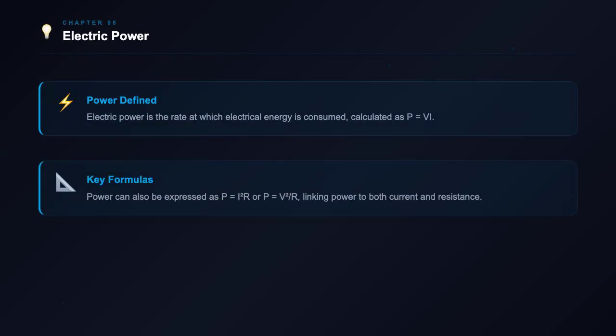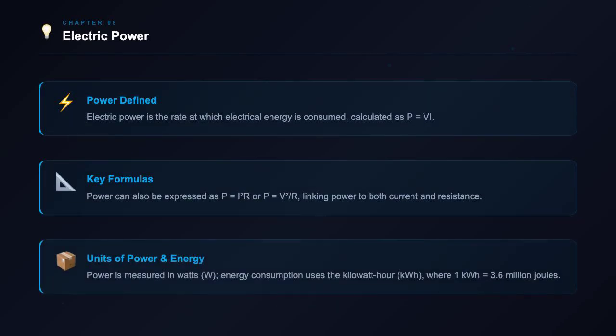Electric power is the rate at which electrical energy is consumed or delivered. It represents the rate of doing work or consumption of energy. The formula for electric power is P equals VI. Alternatively, it can be calculated as P equals I squared R or V squared over R. The unit of measurement for electric power is the watt, symbolized as W.